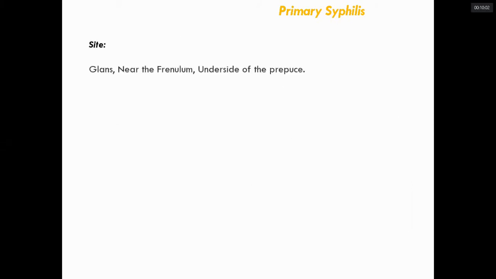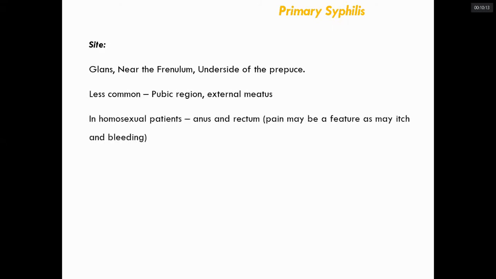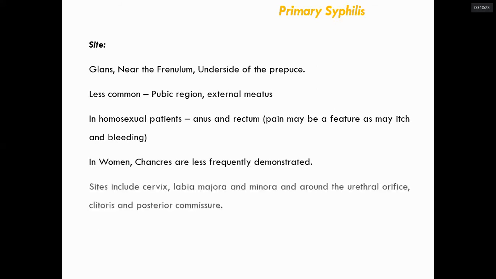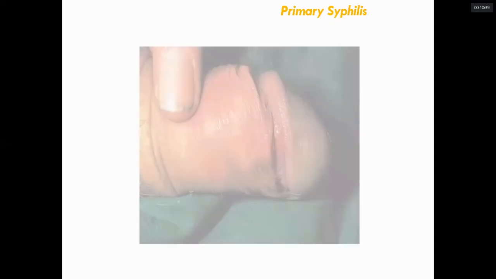Now, the most common site for Hunterian chancre in males is the glans near the frenulum and the underside of the prepuce. It's less common in the pubic region and external meatus. And in homosexual patients, it can be seen around the anus and rectum. In women, chancres are less frequently demonstrated. The sites include the cervix, labia majora, minora, and around the urethral orifice, clitoris, and posterior commissure. Extragenital sites that can be involved are the tongue, tonsils, fingers, and mouth.